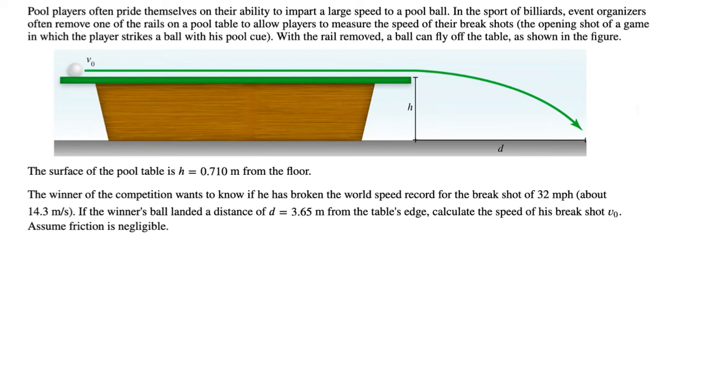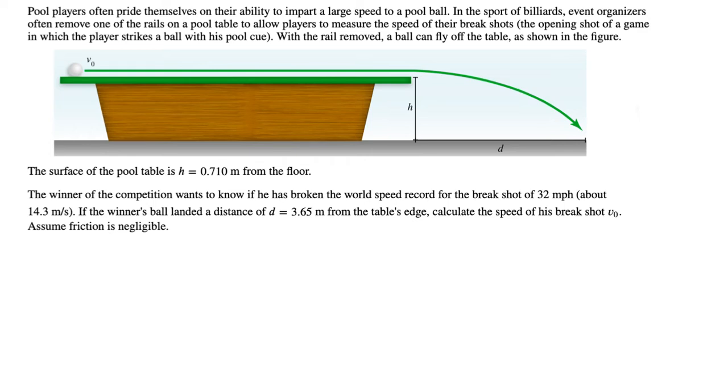The surface of the pool table is a height of 0.71 meters above the floor. The winner of the competition wants to know if he has broken the world speed record for the break shot of 32 miles per hour, which is about 14.3 meters per second. If the winner's ball landed at a distance of 3.65 meters from the table's edge, calculate the speed of his break shot v0. Assume friction is negligible.